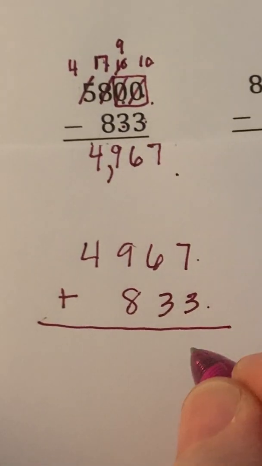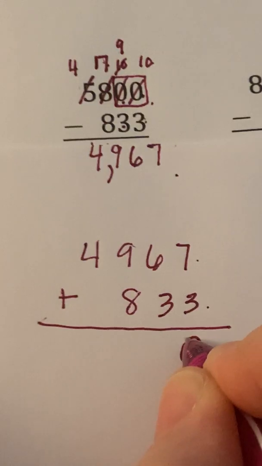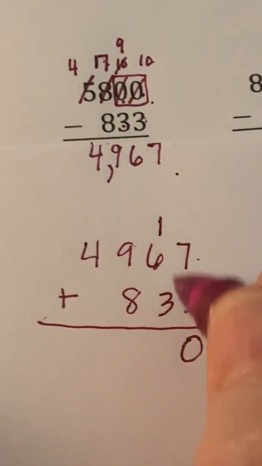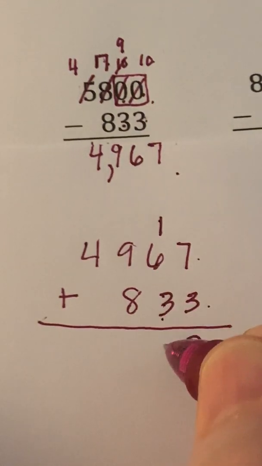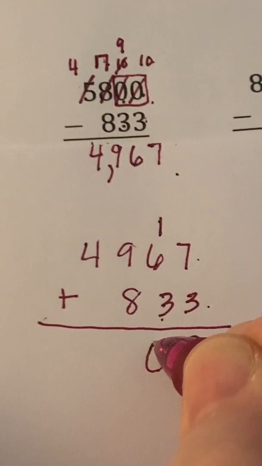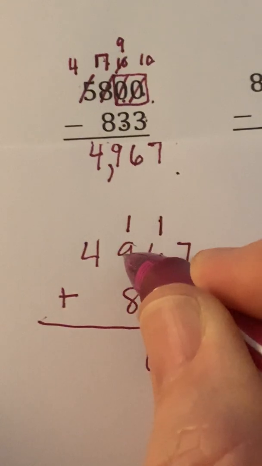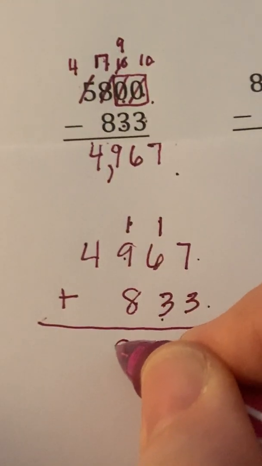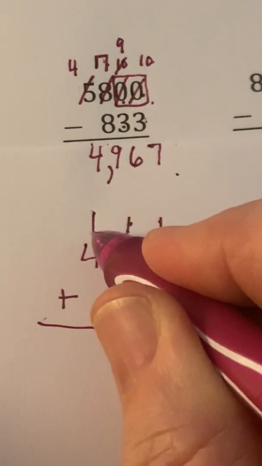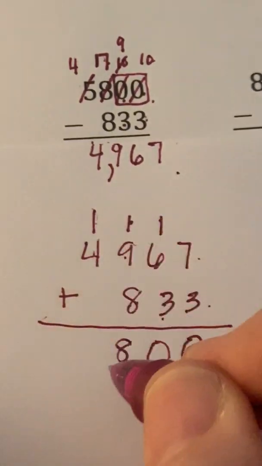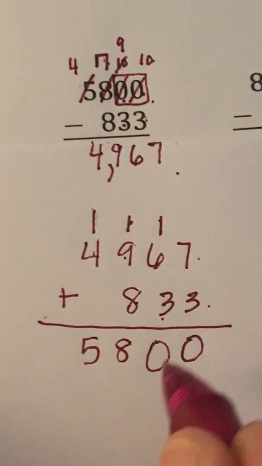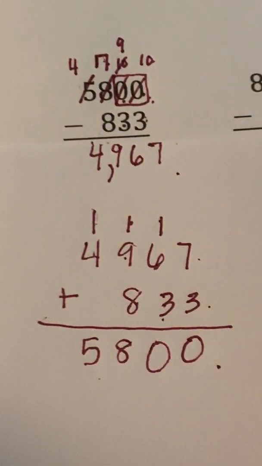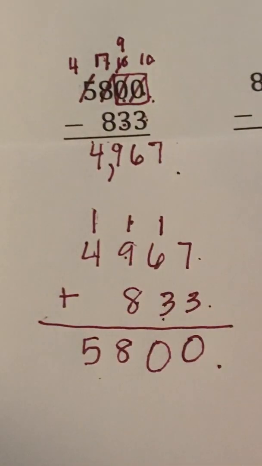7 plus 3 is 10. Put down my 0, carry my 1. 6, 7, 8, 9, 10. Put down your 0, carry your 1. 9, 10 plus 8 is 18. Carry my 1. 4 and 1 is 5. Does my answer here match the top number here? If it does, I did all of this correctly.